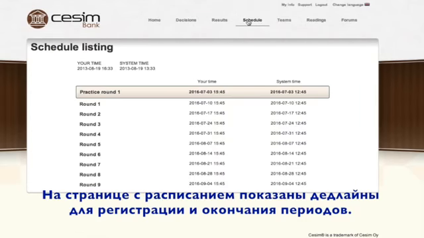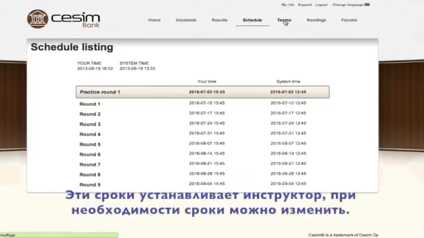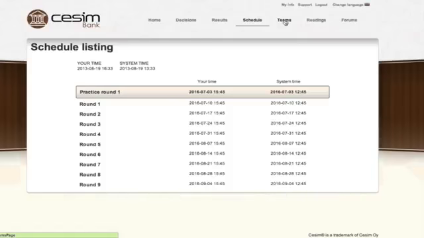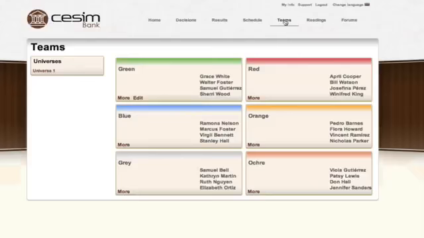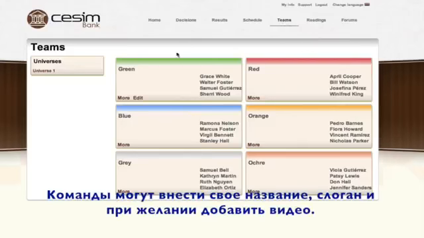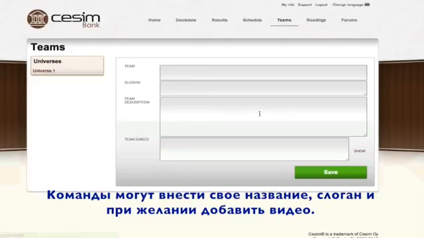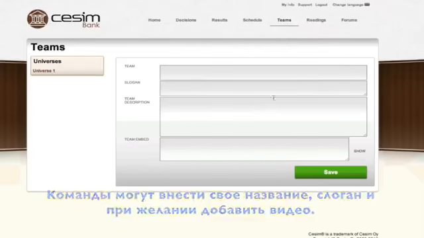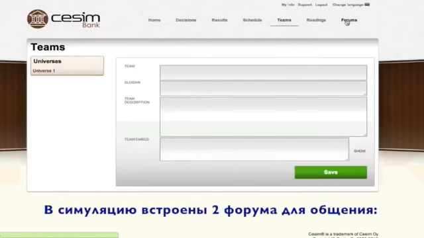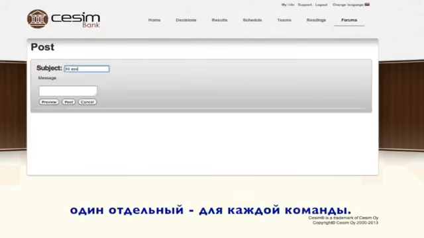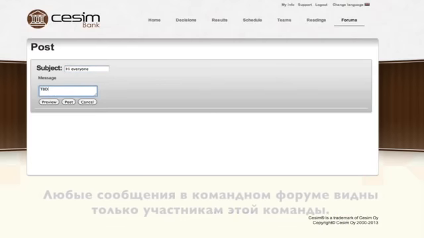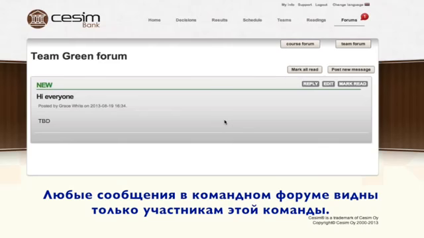The simulation schedule is available on this page. The schedule page presents deadlines for registration and also the actual rounds. These deadlines are set by the instructor and can be modified during the simulation if needed. Teams and team members in your market can be viewed here. Teams can change their company name, create a slogan, enter a description, and embed a video if they wish. There are 2 separate discussion forums built into the simulation, one for the whole course and one for each individual team. Any posts in a team forum are visible only to members of that team.